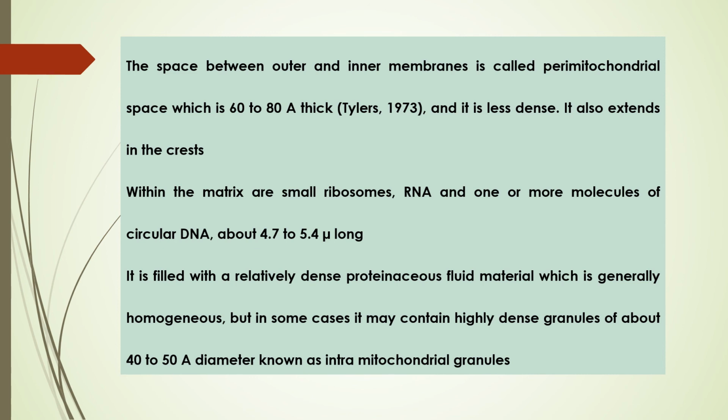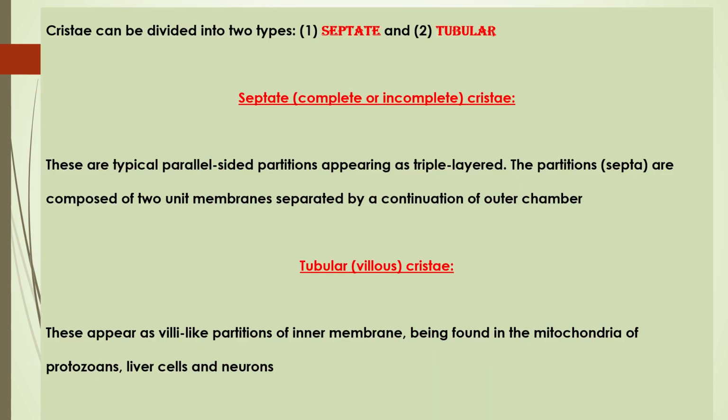It is filled with a relatively dense proteinaceous fluid material which is generally homogeneous in nature, but sometimes it may contain highly dense granules of about 40 to 50 angstrom in diameter. These are also known as intramitochondrial granules.